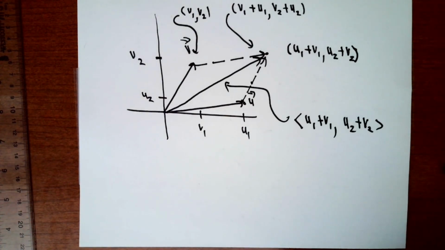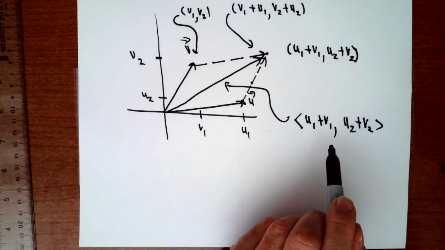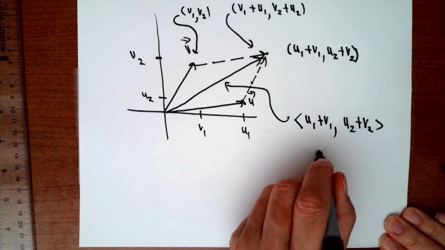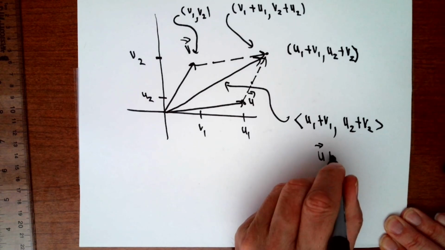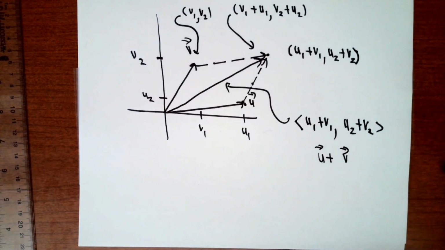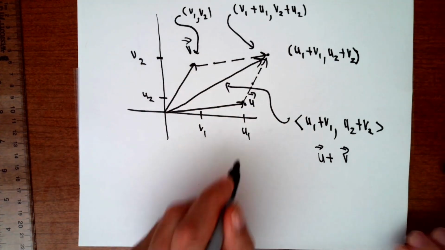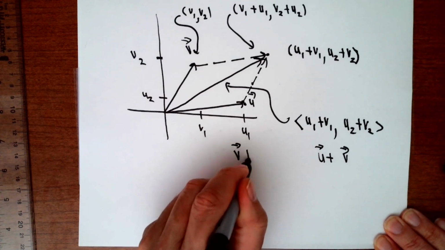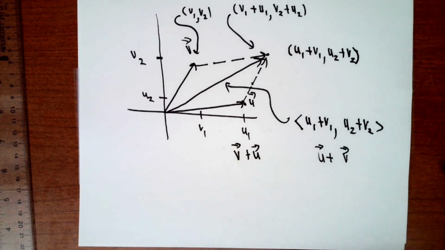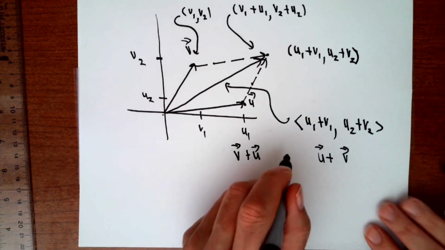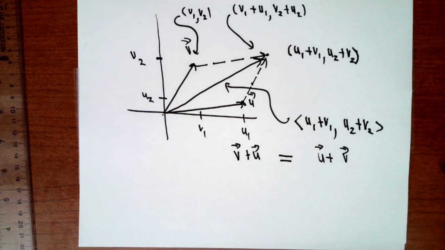For that reason, I'm going to think of the long diagonal of this parallelogram, which has components u1 plus v1, u2 plus v2. I'm going to define this to be what I mean by vector u plus vector v. If I think about going the other way, strictly speaking, I would write vector v plus vector u, but both of these start at the origin and end at the same point, so they're the same vector.